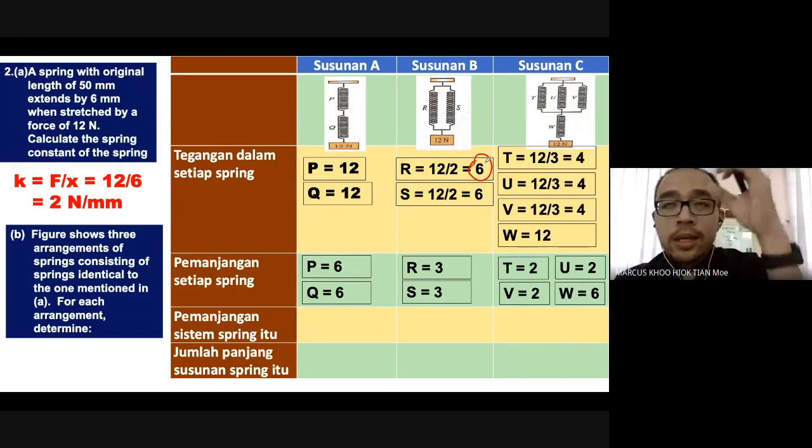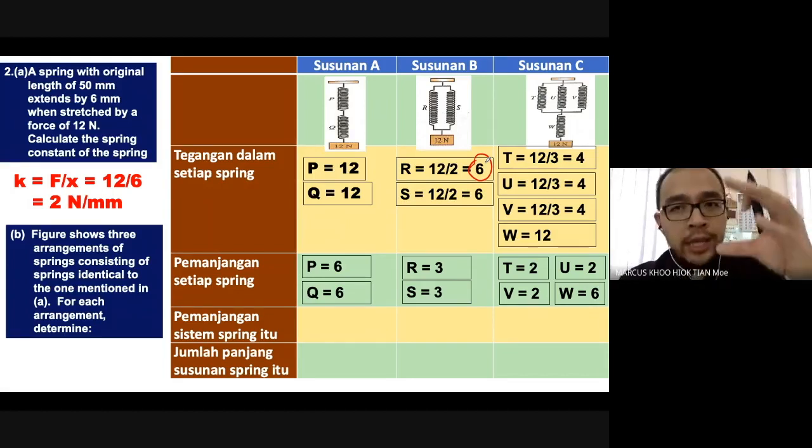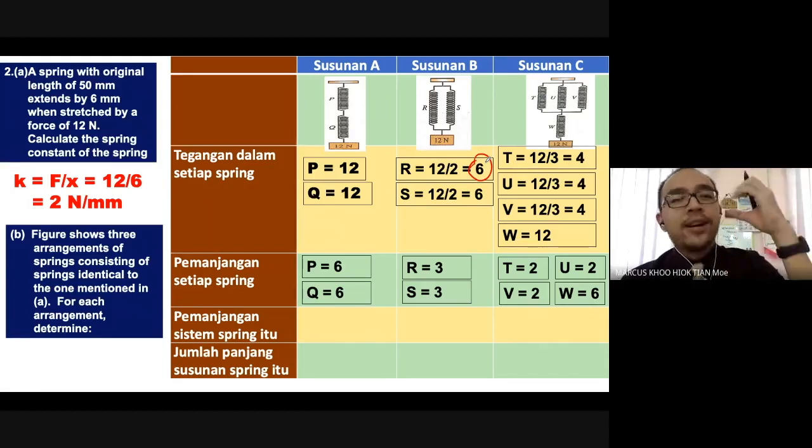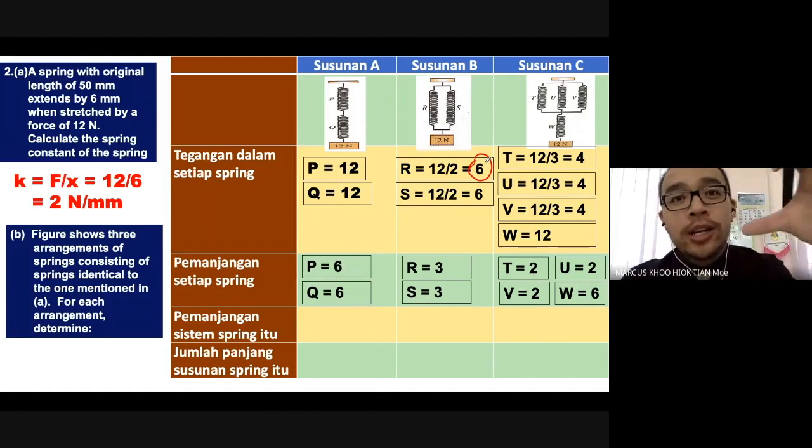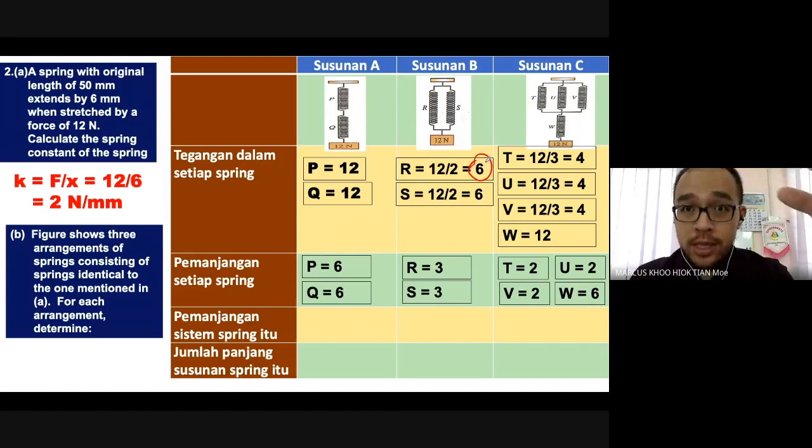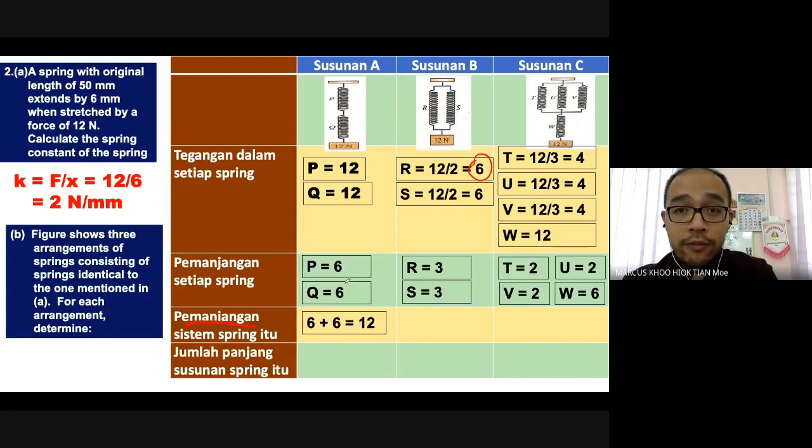Okay, so you notice that when they share the burden, when they share the load, bila beban itu dikongsi, the pemanjangan also akan dikongsi sama rata. Okay, that is for parallel arrangement. But for series arrangement, when each of them have to extend on its own kan, so it will become longer lah. So, what is the total extension for the spring system? So 6 plus 6 will give you 12.